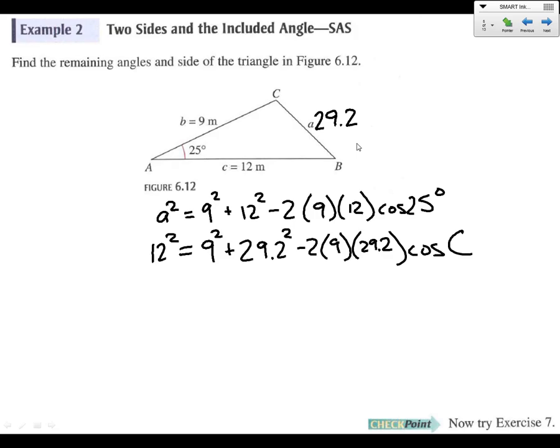5.4 was my mistake there. The square root of 29.2 is going to be 5.4. So now we'll go back in here. It's not 29.2, it's 5.4 squared, and it's not 29.2, it's 5.4 right there. So we needed to square root.